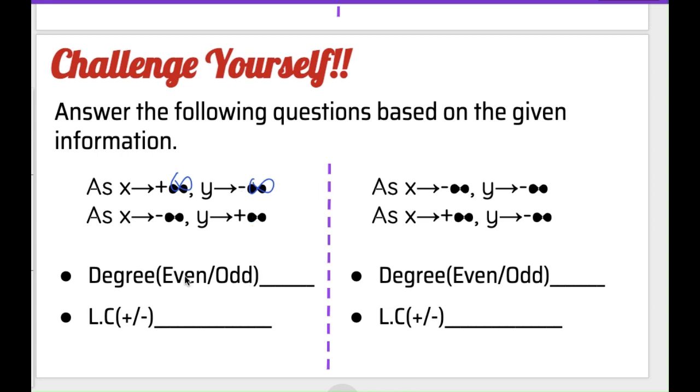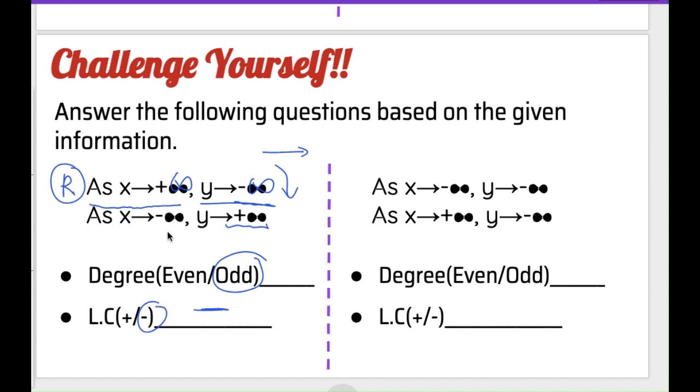And how do I know it's even or odd degree? Let's check the y part. As you can see, y goes to the negative and goes to the positive for the two sides. So apparently it goes in different directions, right? So the degree is odd because only odd degree can give us two different directions. And how do I know if the leading coefficient is positive or negative? Let's check this one. When x approaches positive infinity, meaning the right side, it goes down. And that's it. When the right side goes down, clearly it's going to be a negative leading coefficient, right?